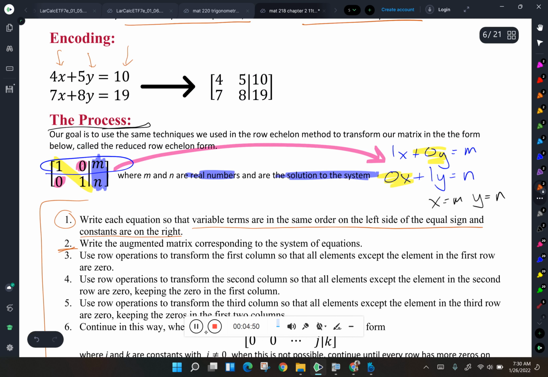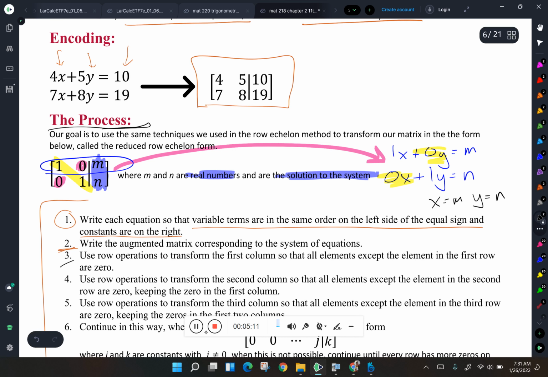Step two is to rewrite it as that augmented matrix. Strip out the variables, keep the important information. Each row represents an equation. Each column represents a position in the equation. The 4 and the 7 are the x's, 5 and the 8 are the y's, and so on and so forth. All right?